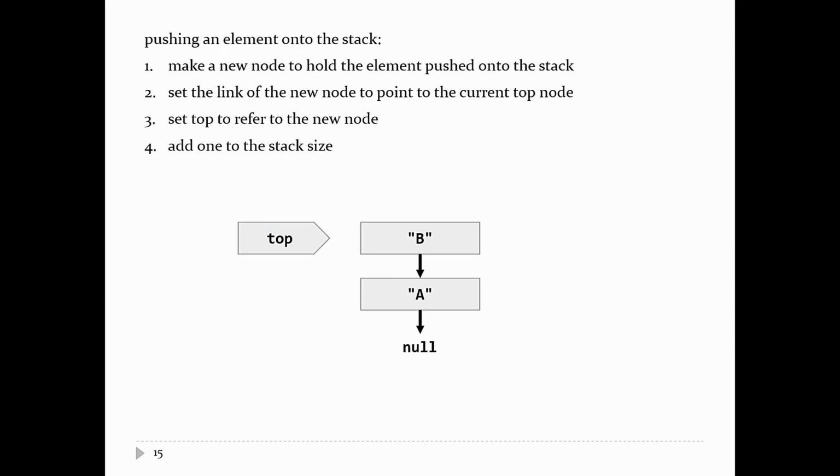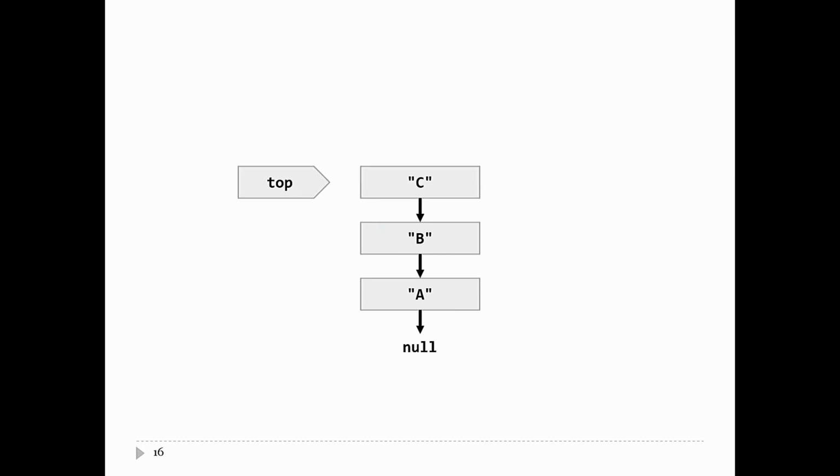And if we're keeping track of the size of the stack, we're going to add 1 to the size of the stack to indicate that there's a new element in the stack. So that's a stack of size 2. If you repeat the process to get a stack of size 3, make a node, set the element in the node, set the link so that it points to the current top, and then adjust top so that it points to the new node, we end up with the following picture here.